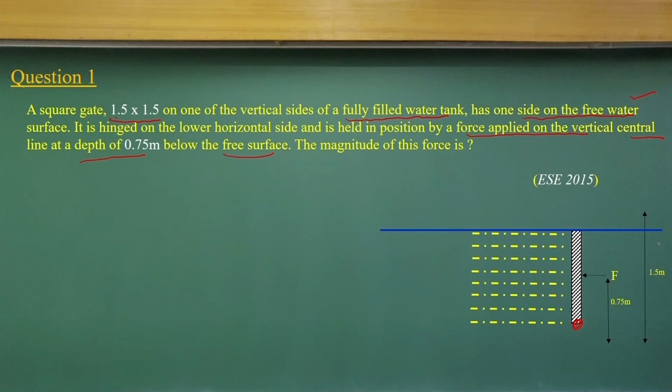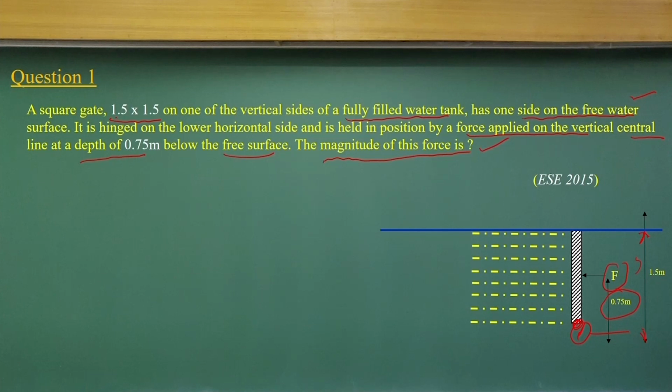So, this is 1.5 meters, and 0.75 meters below means 0.75 meter from the bottom, from the hinge. Total is 1.5 meters. So, what could be the magnitude of this force? This is the force, you can easily solve these problems.